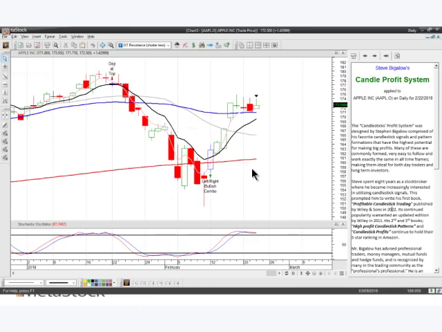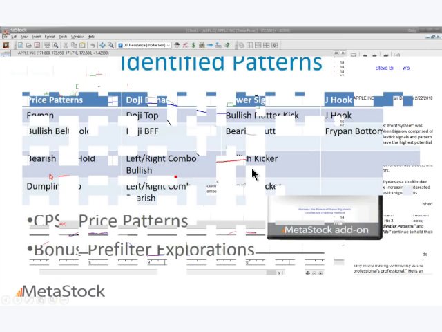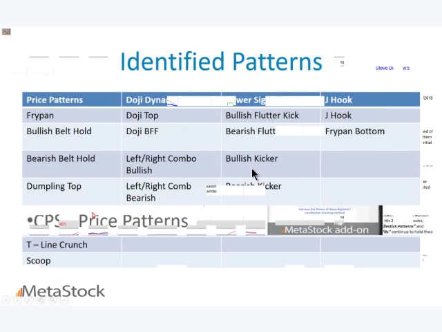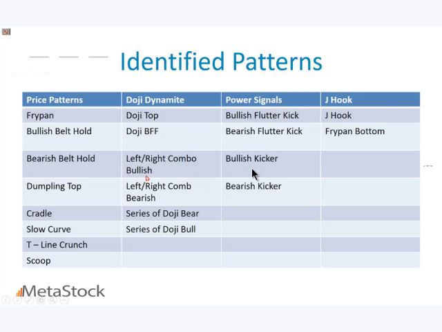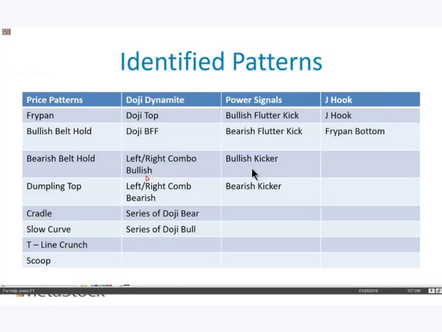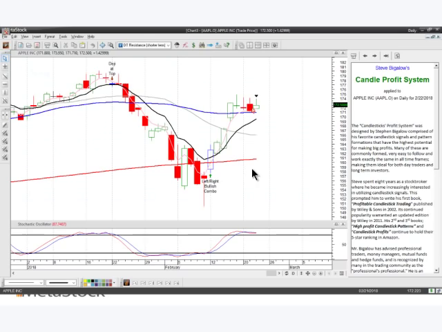Okay. I do get a comment that the last day seems to be a bullish harami. That's not one of the 20 identified patterns. So if we look at this list of patterns, it's not one of the identified patterns that are on here. But there is another expert that you could attach called the Equis Candlesticks that will recognize if it's a bullish harami. Okay. Let's look at this left-right bullish combo pattern.